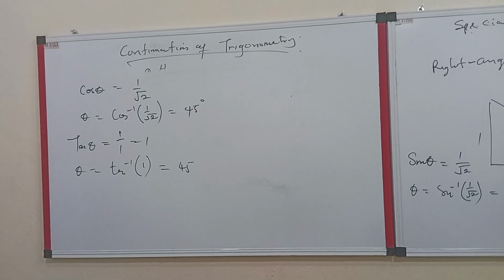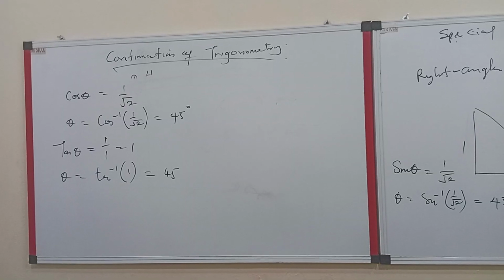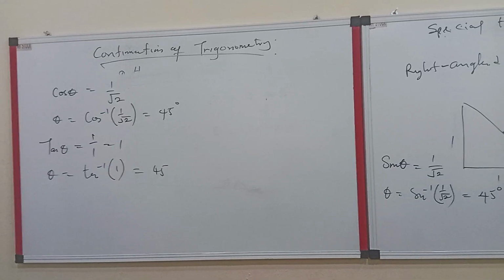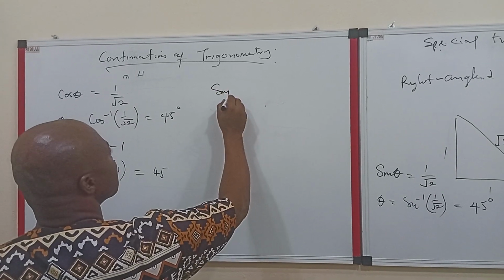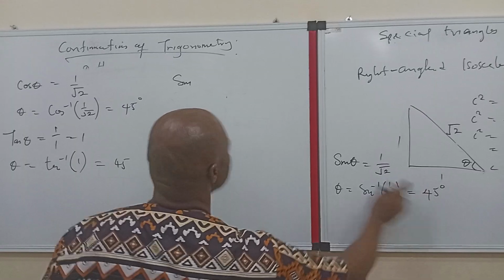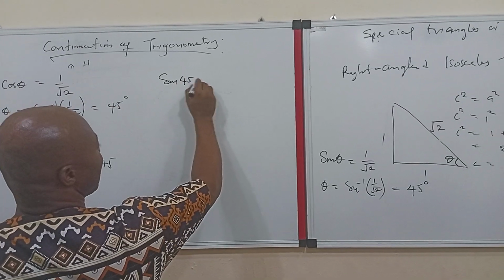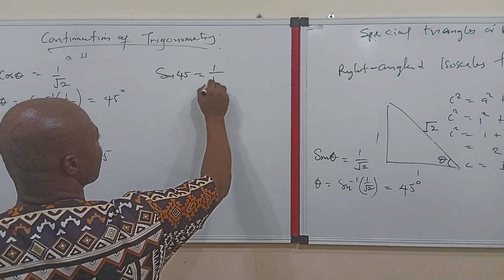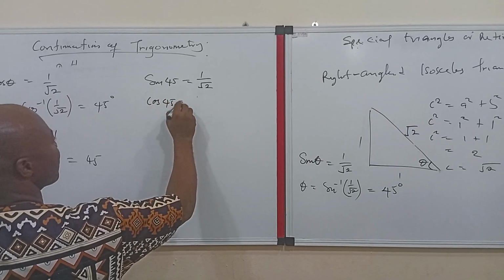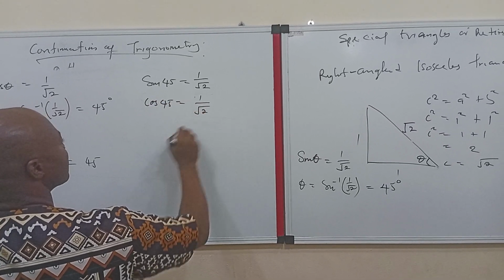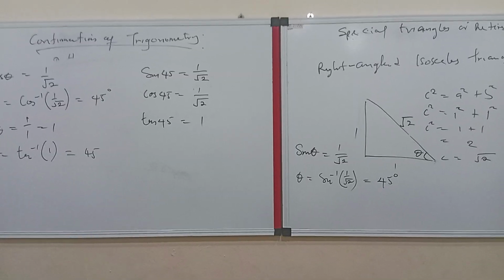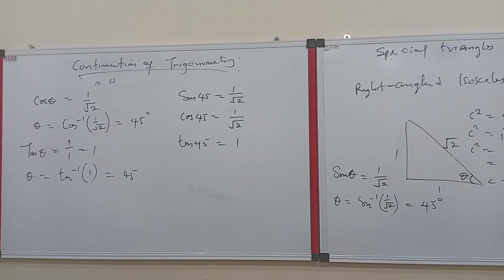So with what we have, it is clear that when theta is 45, sine 45 can be written as 1 all over the square root of 2. In like manner, cos 45 is also the same, and tan 45 is equal to 1, based on what we have gotten.